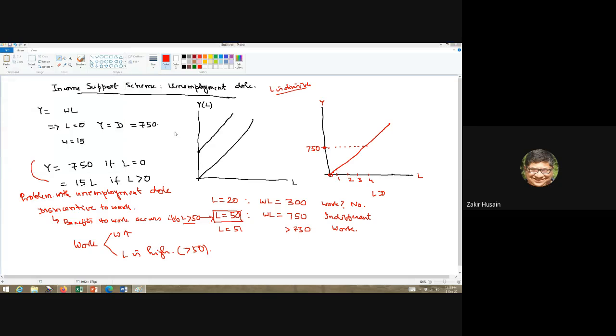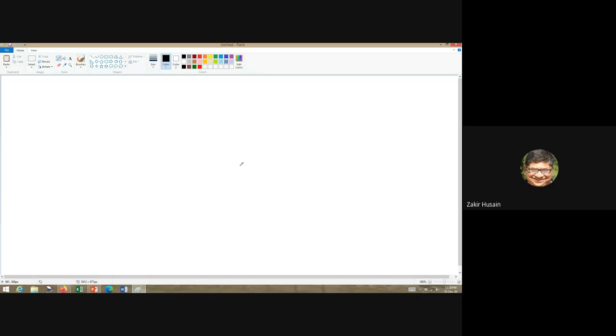So some people have argued that it is better, instead of giving them an unemployment dole like this, what you can do is combine the unemployment dole with a work tax. So now you have got two options.